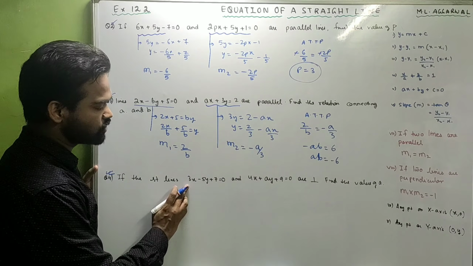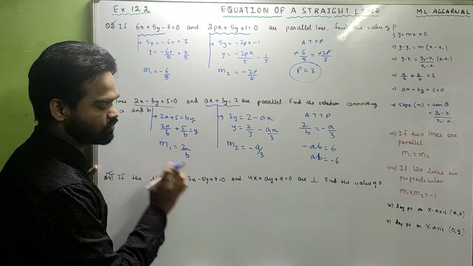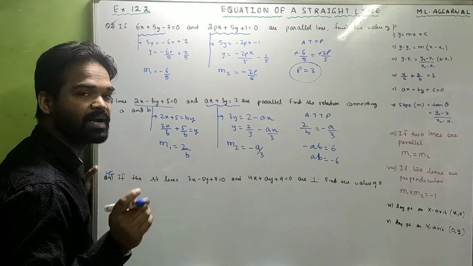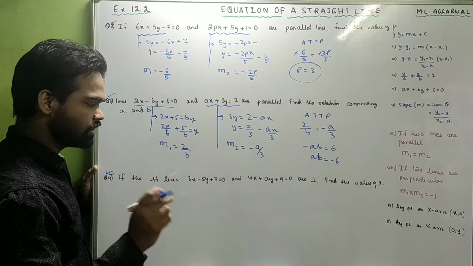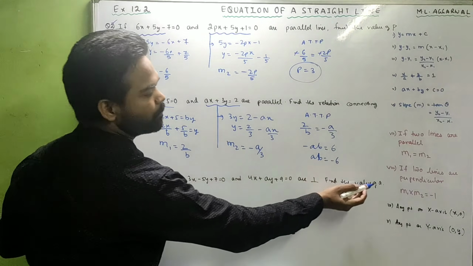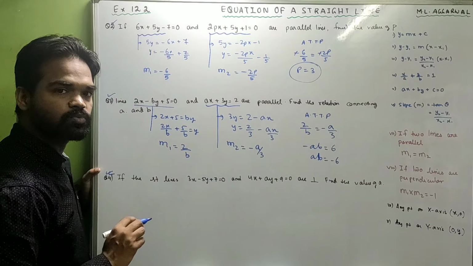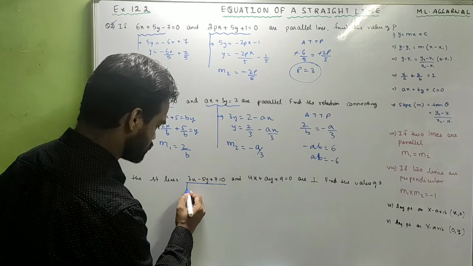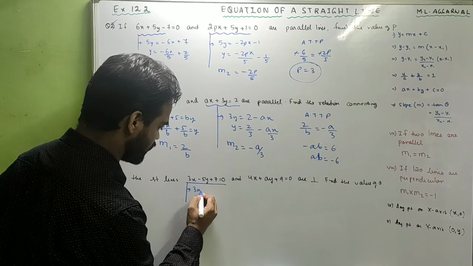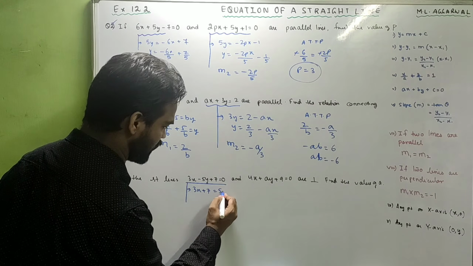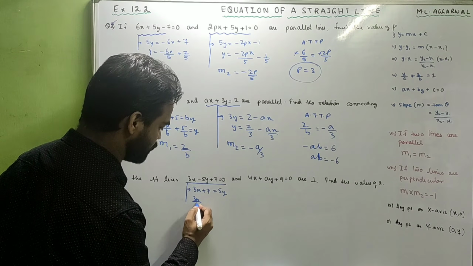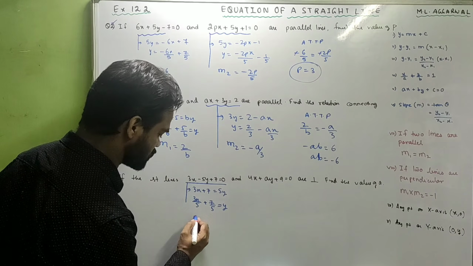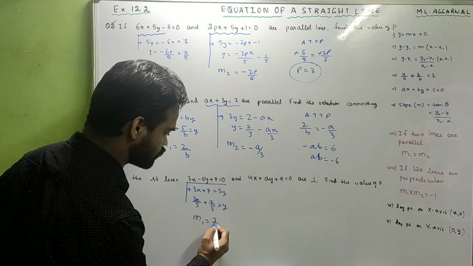If the straight lines 3x minus 5y plus 7 equals 0 and 4x plus ay plus 9 equals 0 are perpendicular, find the value of a. Now they are perpendicular, which means the product of their slopes will be equal to minus 1. First of all, find the slope of this one. 3x plus 7 equals 5y, which means 3x by 5 plus 7 by 5 equals y, which means the slope m1 equals 3 by 5.